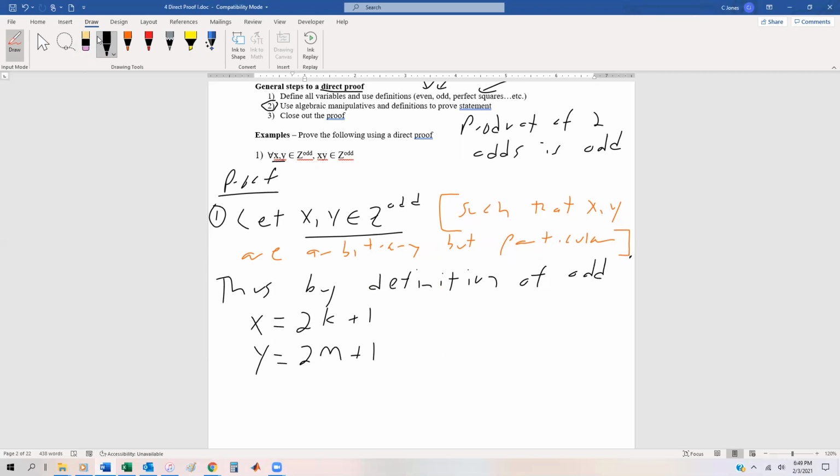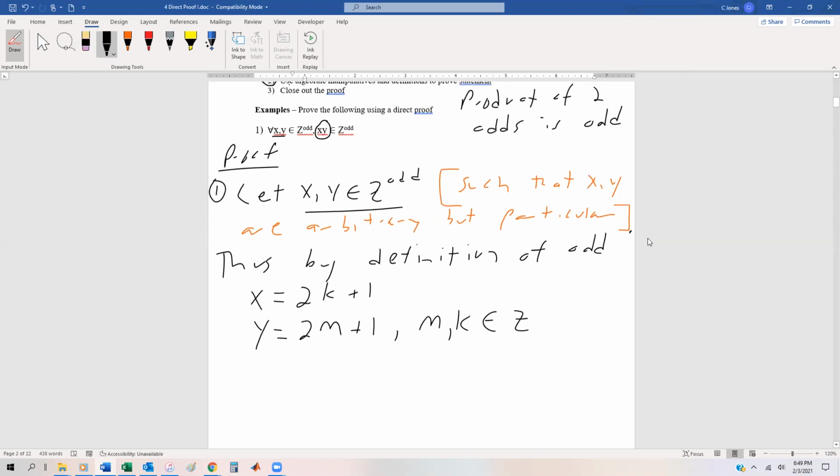And of course, we want to make sure that we define what m and k are. So we're going to say m, comma, k are elements of the integers. Every time we introduce a new variable, we have to define what that variable is, just like in a computer program. Next thing we're going to do: we've defined all the variables and used our definitions, now we're going to manipulate. We need to prove that xy is an odd integer. So this is step 2.